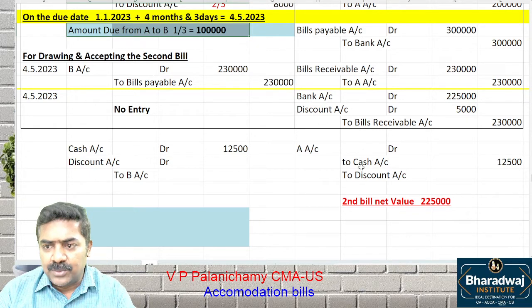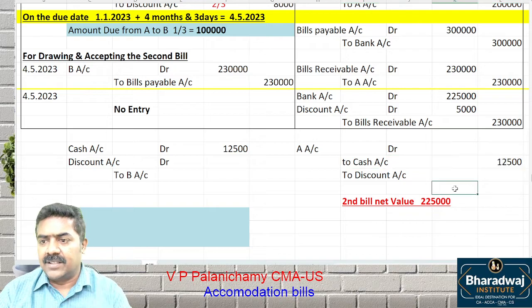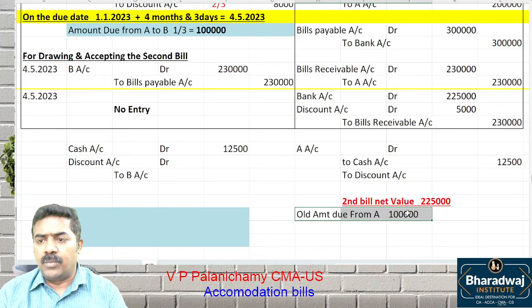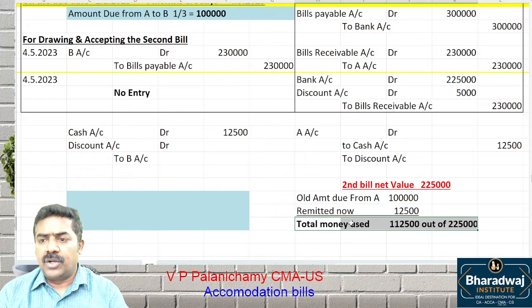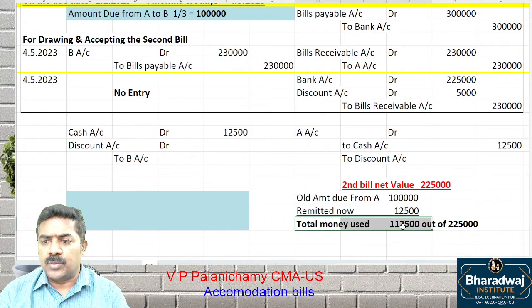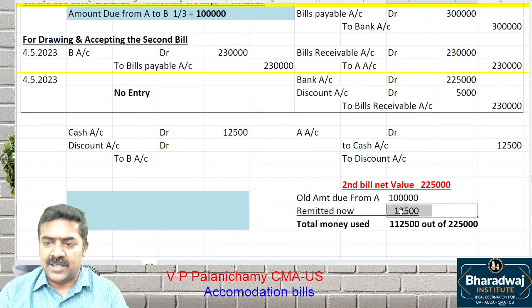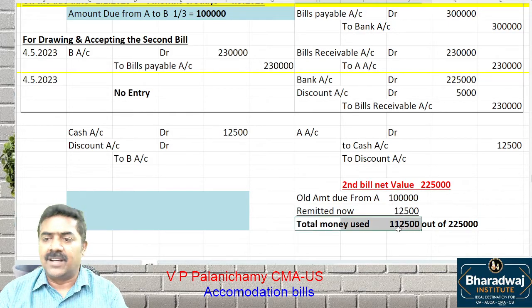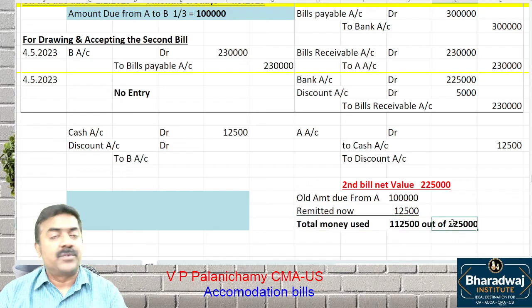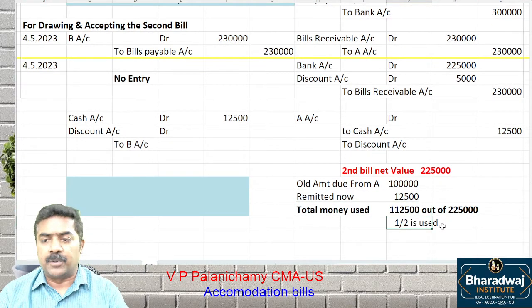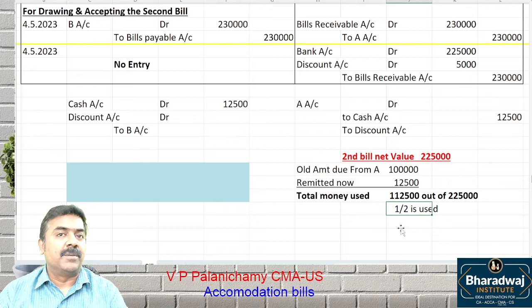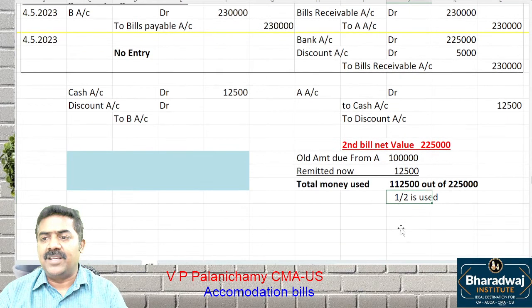And now 12,500 is sent. So already the old amount 1 lakh is due. Now 12,500 is sent. Total money used by A is 1,12,500 out of this 2,25,000. Out of 2,25,000, in A's account, already 1 lakh is there, plus now 12,500 is sent. 1,12,500 out of 2,25,000. If you look at the proportion, 1 by 2 of the money is used by A.